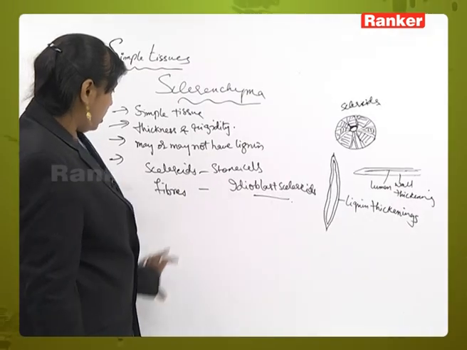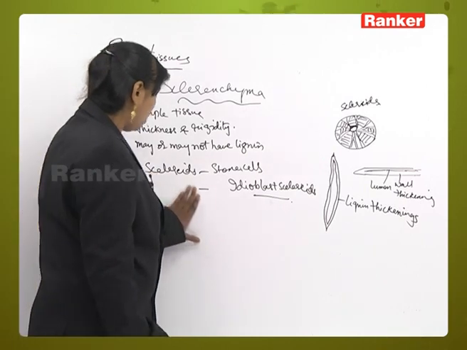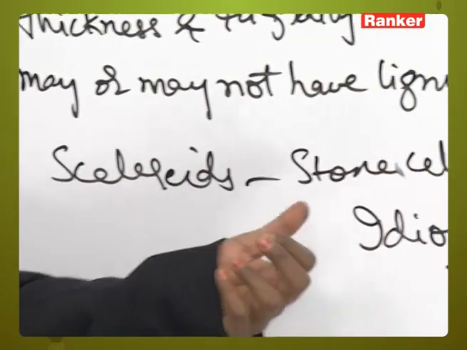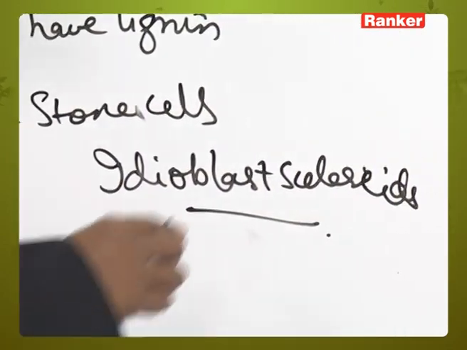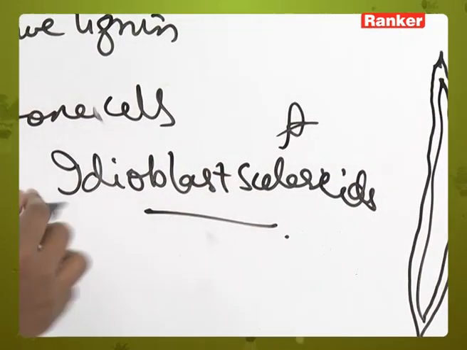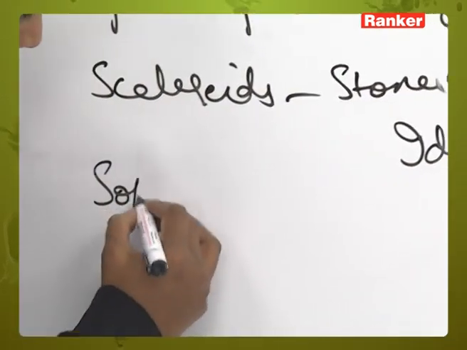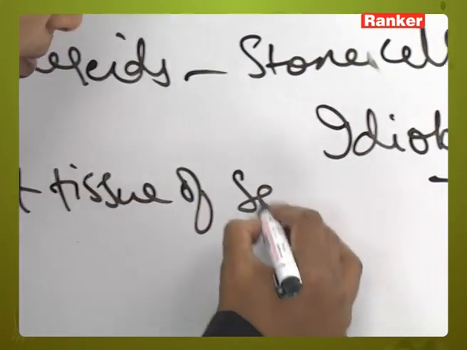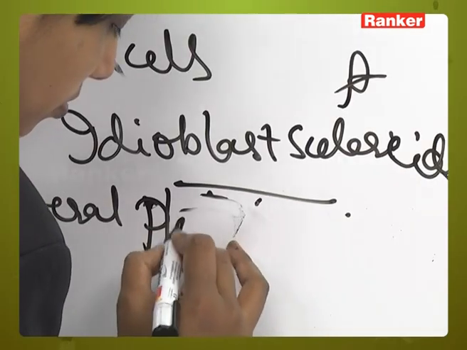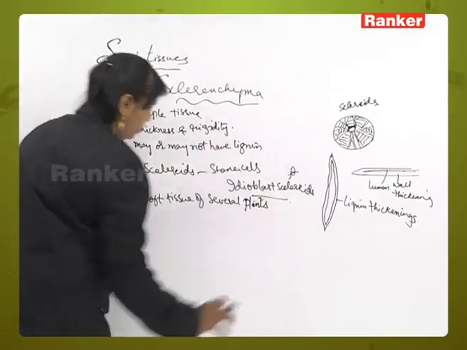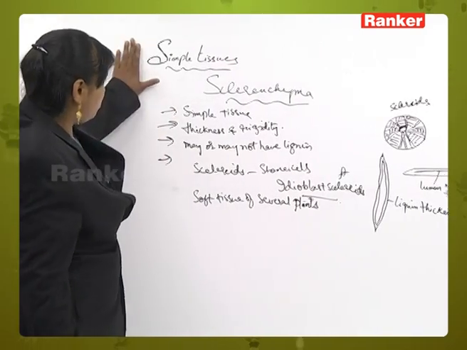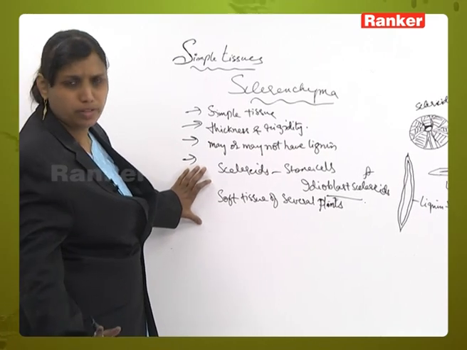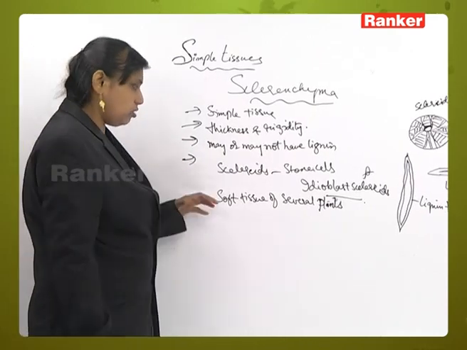Now these sclerides are of different types. Sclerides are also called stone cells, and also called idioblast sclerides. These are present normally in the soft tissues of several parts of the plants. According to your syllabus, there are 4 to 5 different types of sclerides. So what are those, we will be talking about.